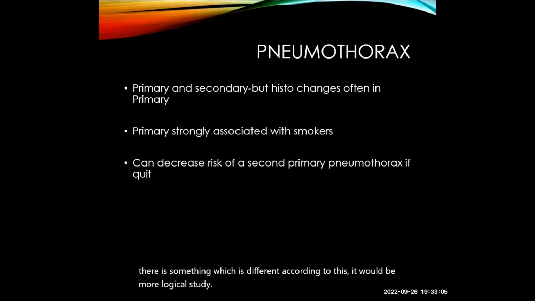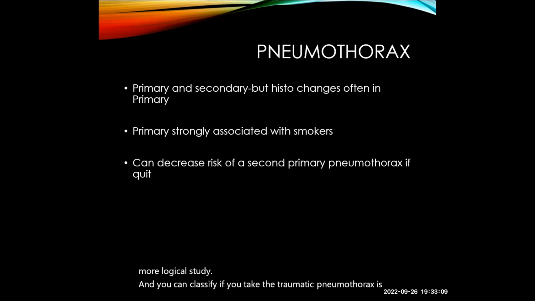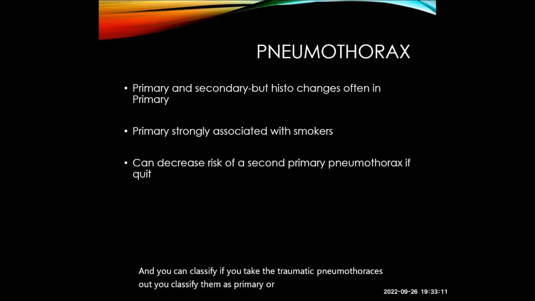And you can classify, if you take the traumatic pneumothorax out, you classify them as primary or secondary. Primary is when it happens de novo with no underlying medical condition. It's almost an oxymoron because if there wasn't an underlying condition in the lung, they wouldn't have ended up with a pneumothorax in the first place. But that's what we call, when it's a fit young person who comes with pneumothorax, it's primary. But if it is an older person with a smoking history, emphysema, COPD, then it's a secondary pneumothorax.